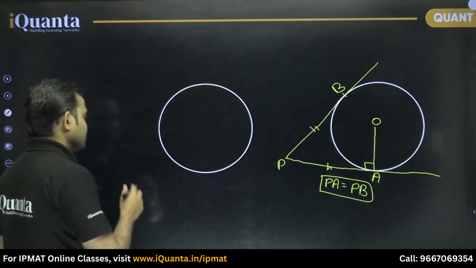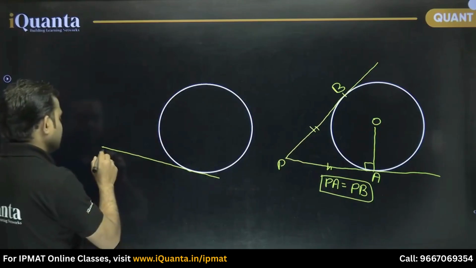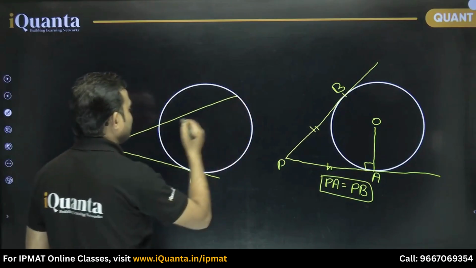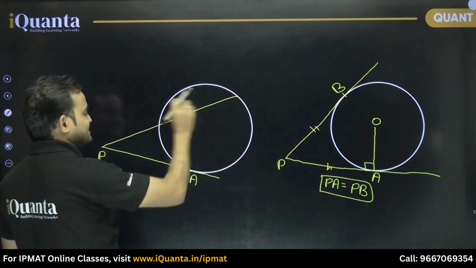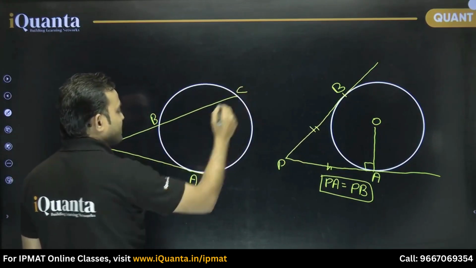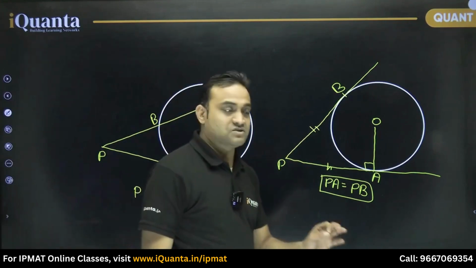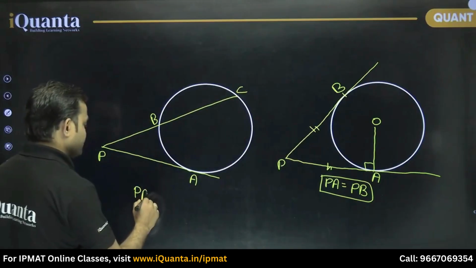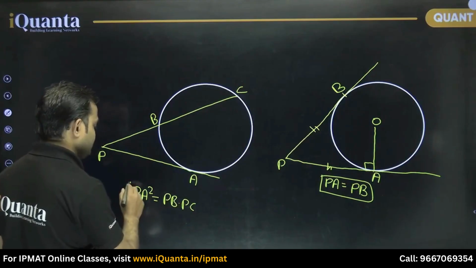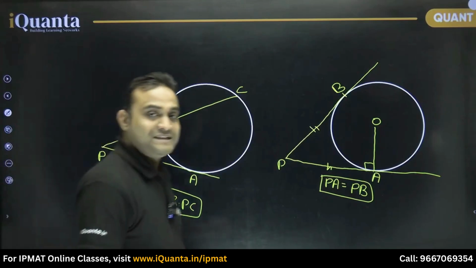Apart from this, there is another relation regarding tangents. Say this is PA, and let's draw a line which intersects the circle. So this point is B, and this point is C. What we can say, PC is known as a secant of this circle, and we can say PA square will be equal to PB into PC. PA square will be equal to PB into PC.